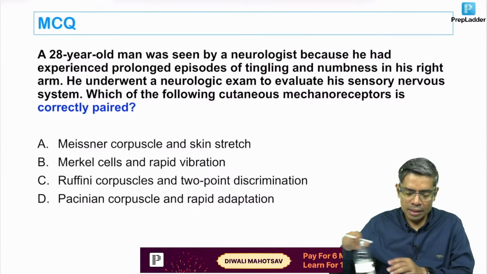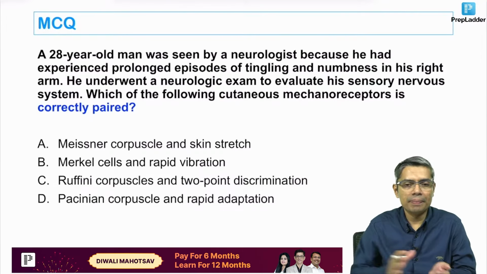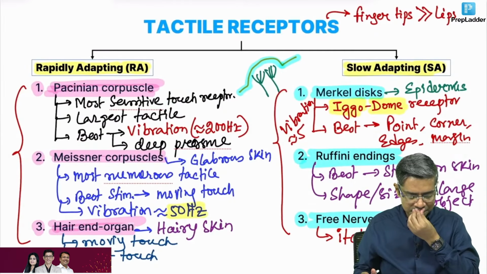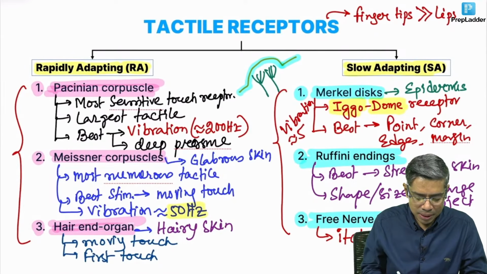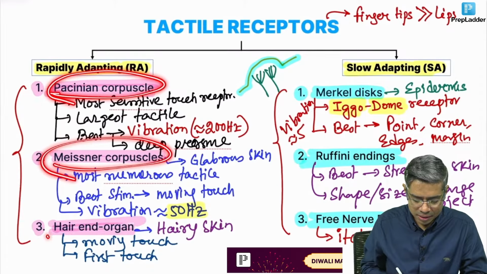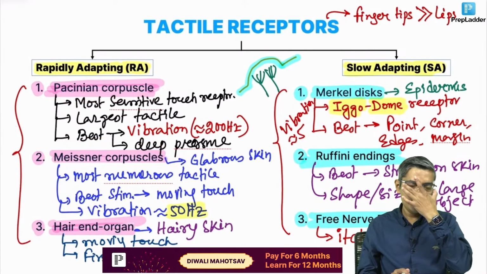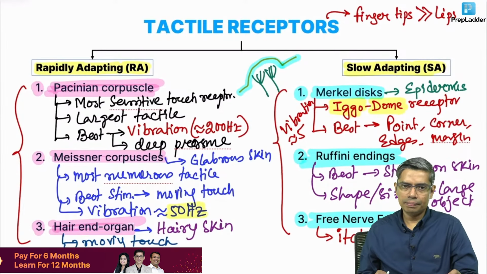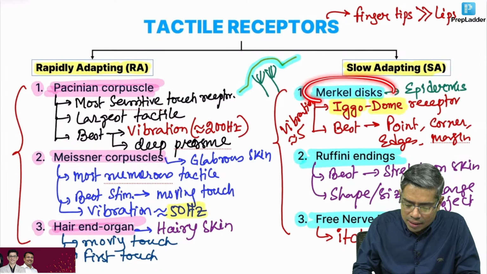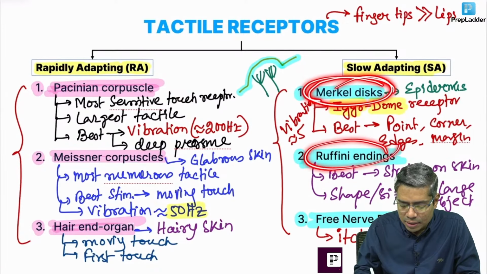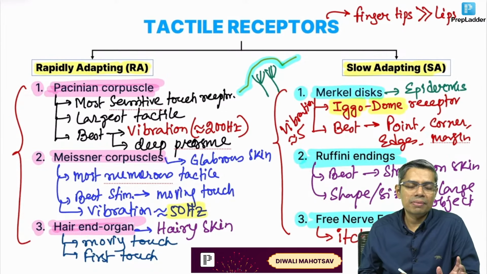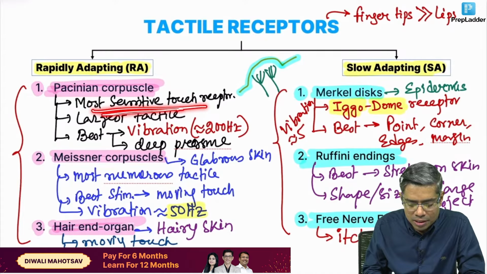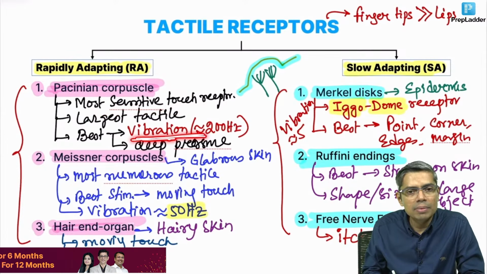Now, this question is about mechanoreceptors. All of you know, in class I have discussed this in detail. There are certain rapidly adapting mechanoreceptors like Pacinian, Meissner's and hair end organ. If you have not read this, I will tell you that this slide is one of the important ones in CNS. And there are slowly adapting receptors: Merkel's, Ruffini's and free nerve endings. What is the function of all of these receptors? Everything is written. Pacinian corpuscle is the most sensitive touch receptor and is dedicated to vibration.